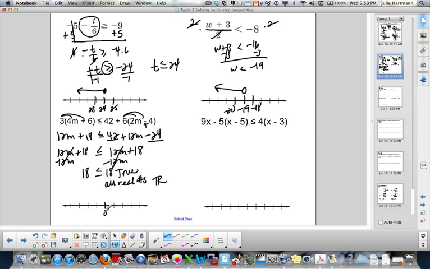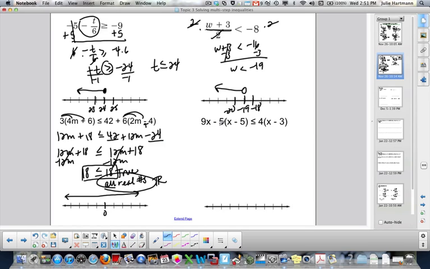When you graph all real numbers, throw a 0 on your number line and shade the whole thing. Okay, that's what you want to do. So again, when the variables cancel, what you're left with, if that's true, it is all real numbers. If it's false, what is the solution then? Yeah, no solution. Okay, no solution at all.